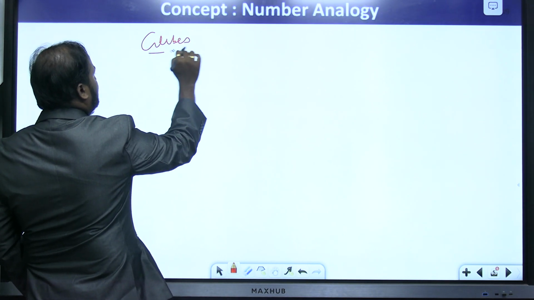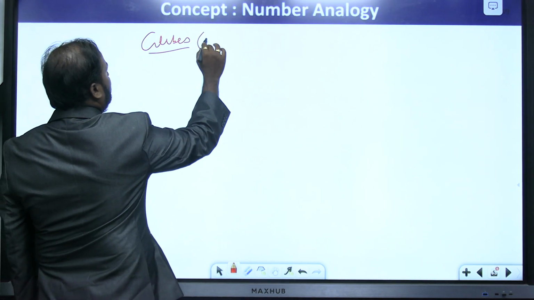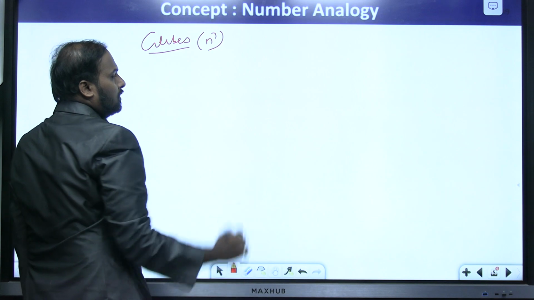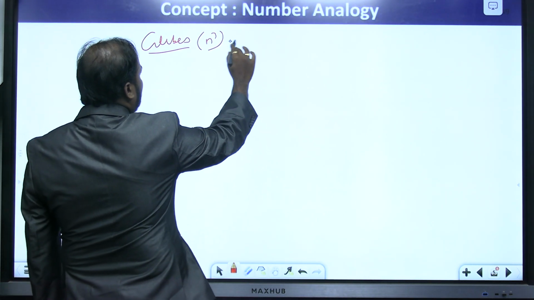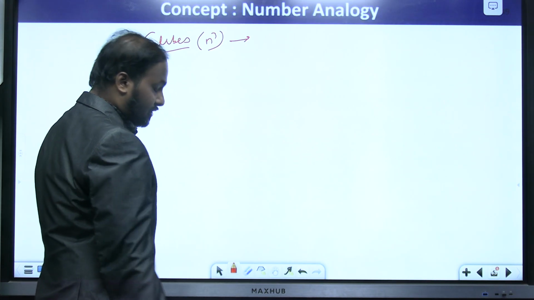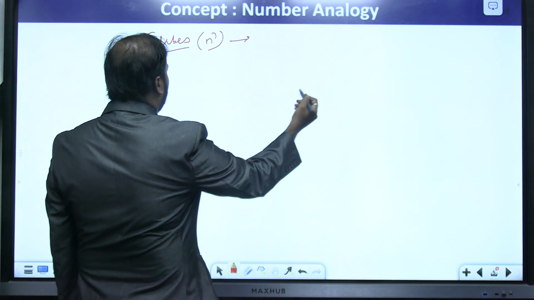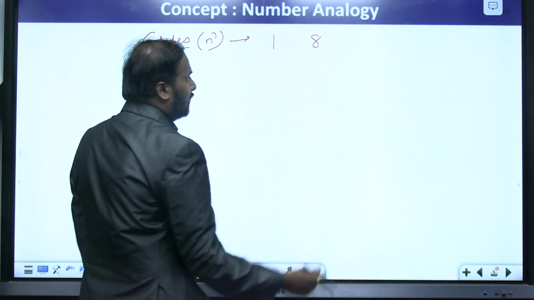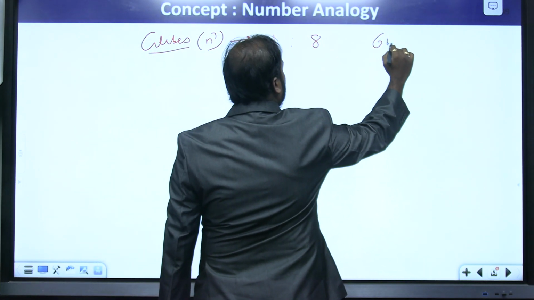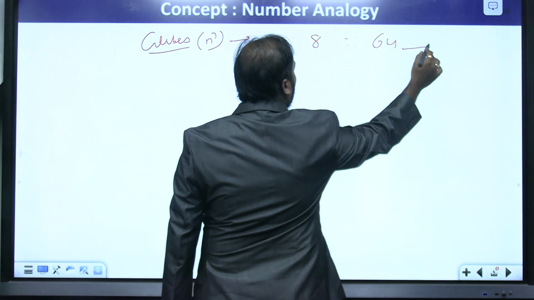In the sense that he will ask regarding cubes, like n cube. So in this case, what are the different types of questions that can be expected? One is directly the cube format. The cube format type of questions can be expected. For example, he may ask like 1, 8. In the same way, 64, how much?